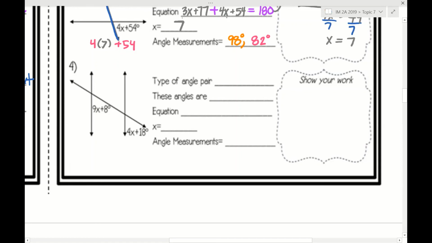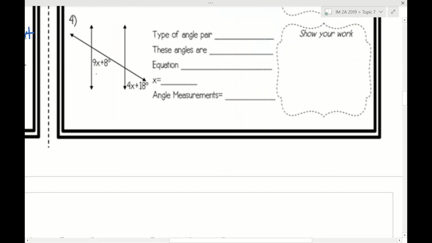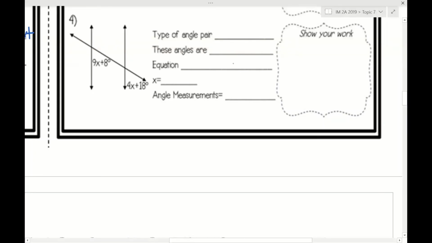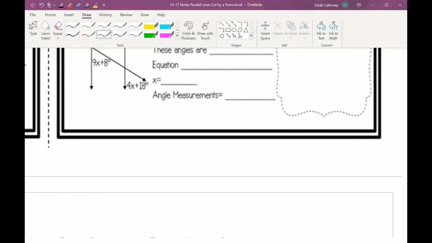So for our final diagram, we've got vertical parallel lines. Notice that the 9x plus 8 is an interior angle, and the 4x plus 18 is an exterior angle. So when that happens, we either have vertical angles or we have corresponding angles. Vertical angles actually touch the same parallel lines. Since these are touching different lines, these are corresponding angles.